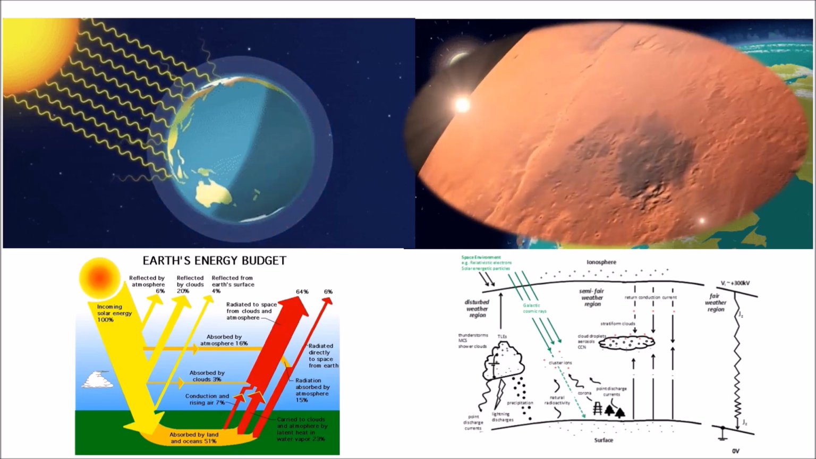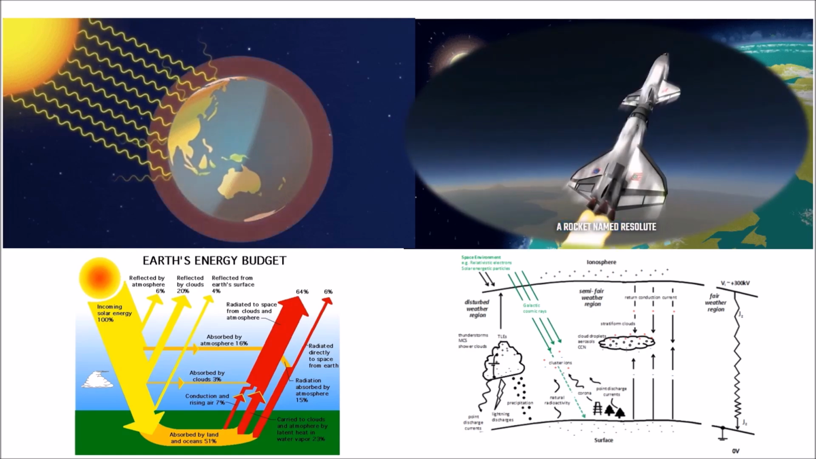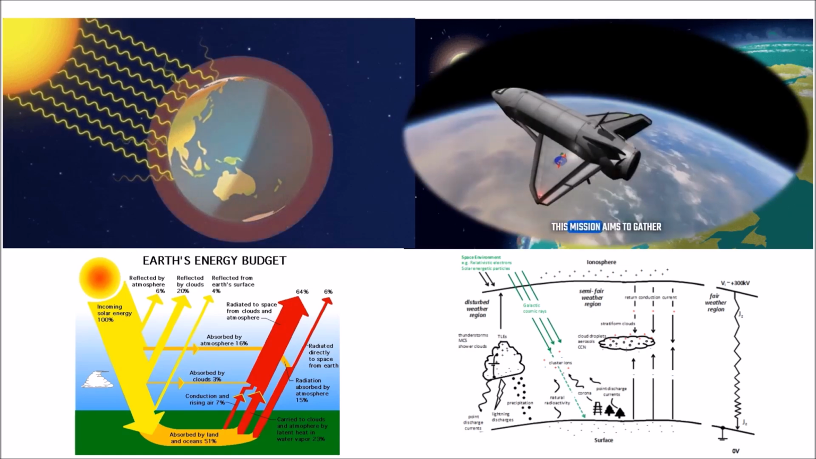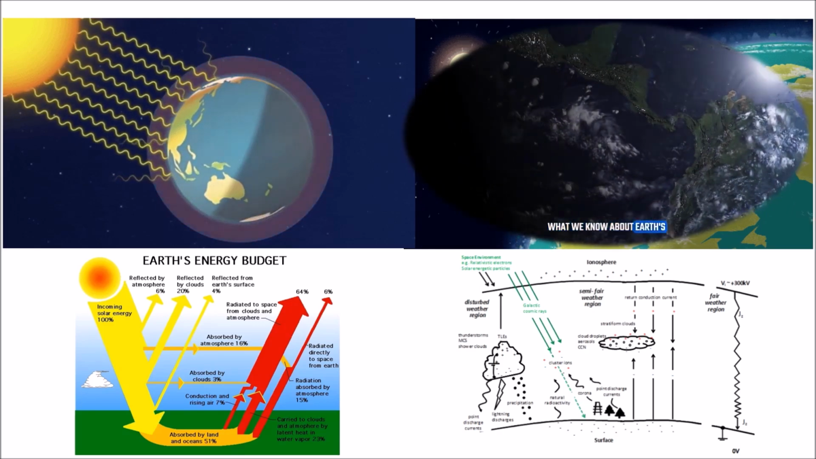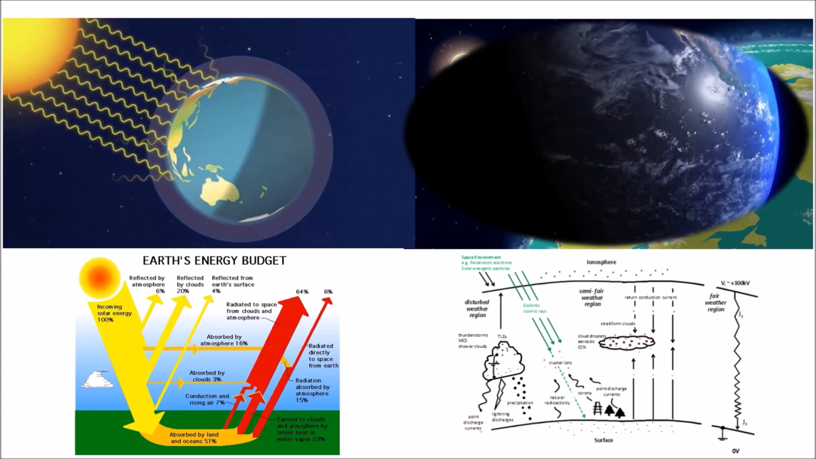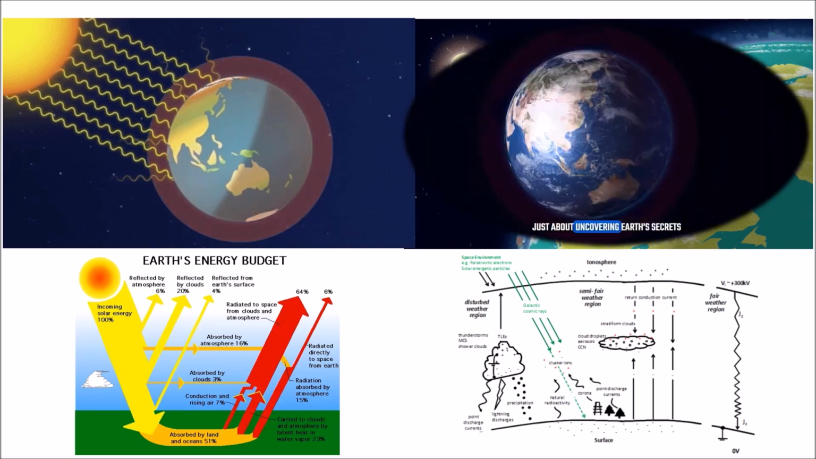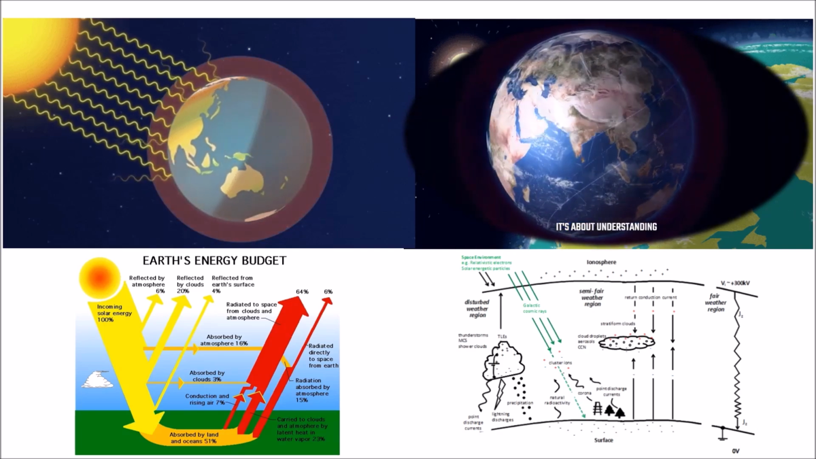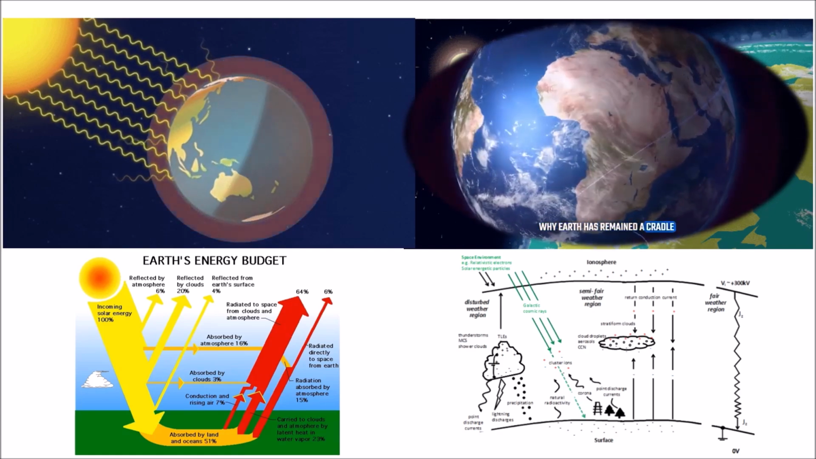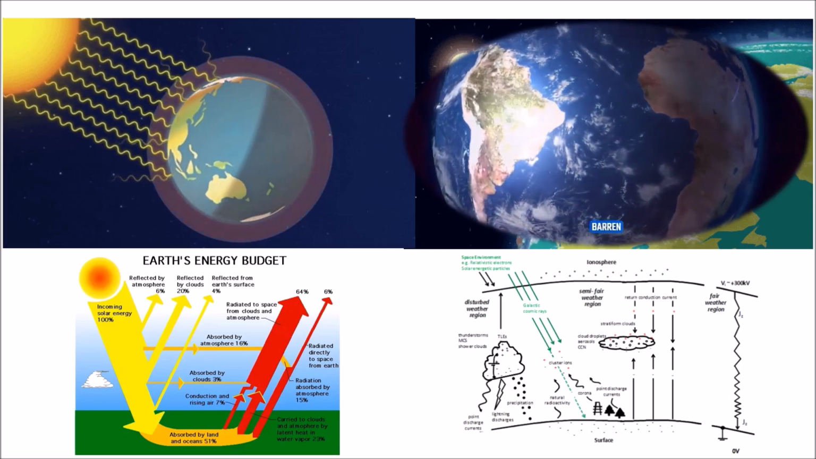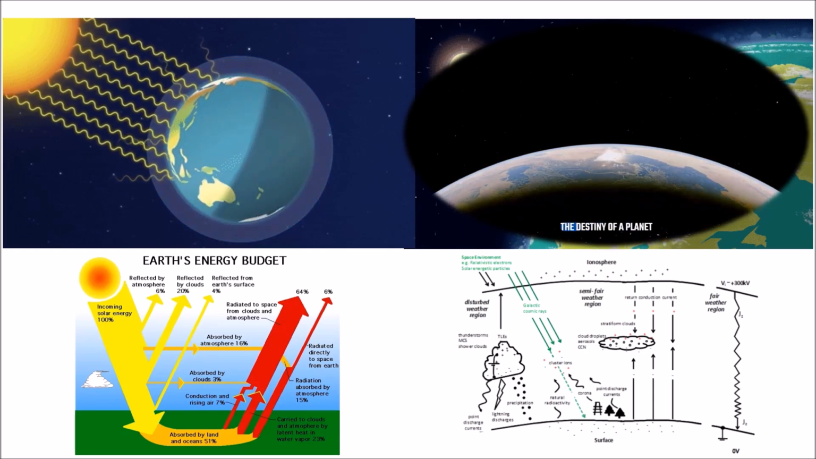Now, the team has NASA's approval for a follow-up mission with a rocket named Resolute. This mission aims to gather even more data, pushing the boundaries of what we know about Earth's atmosphere and its hidden forces. Understanding the ambipolar electric field isn't just about uncovering Earth's secrets. It's about understanding what makes a planet hospitable, why Earth has remained a cradle for life while Mars and Venus turned barren. It's a reminder that even the faintest forces can shape the destiny of a planet.